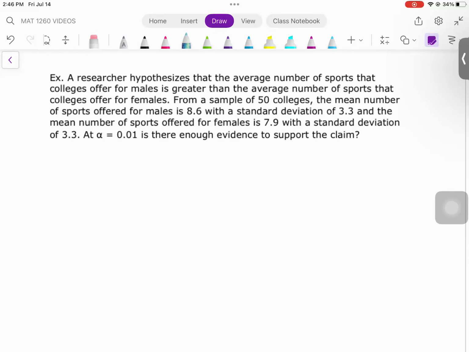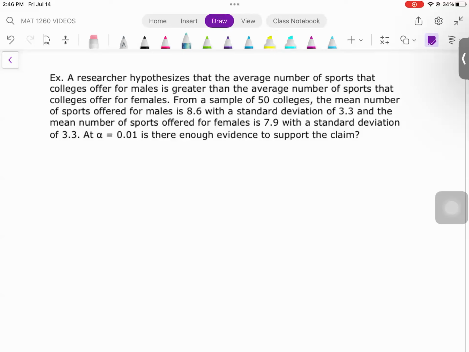A researcher hypothesizes that the average number of sports that colleges offer for males is greater than the average number of sports that colleges offer for females. From a sample of 50 colleges, the mean number of sports offered for males is 8.6 with a standard deviation of 3.3. And the mean number of sports offered for females is 7.9 with a standard deviation of 3.3. At alpha equals 0.01, is there enough evidence to support the claim?